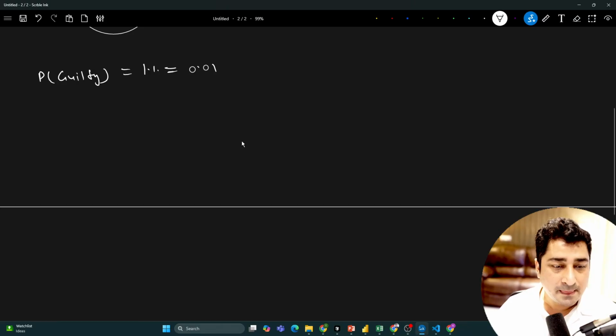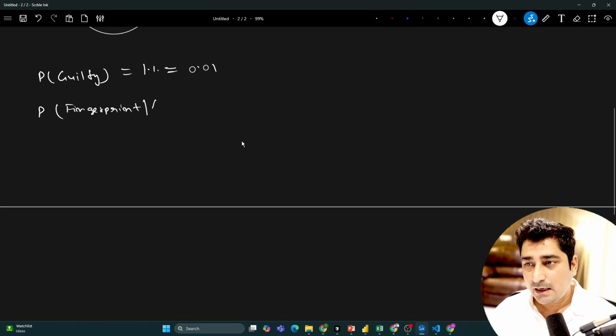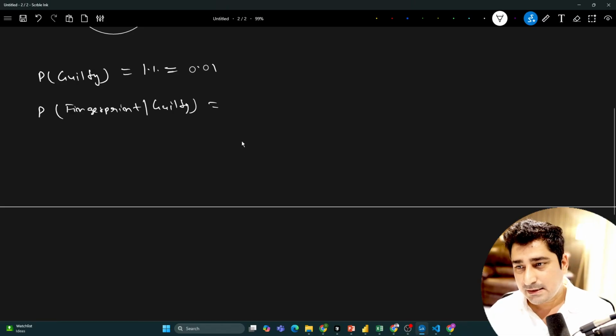Now here we will try to find out the probability of the evidence, a fingerprint, given that the person is guilty. Fingerprint is what I'm referring to as evidence. So maybe I can say that there is a 90% chance, or 0.90.